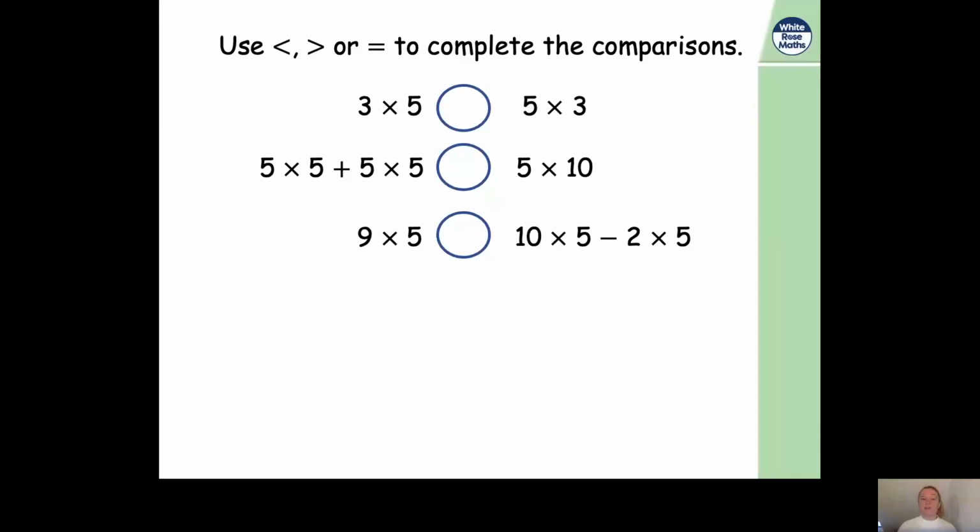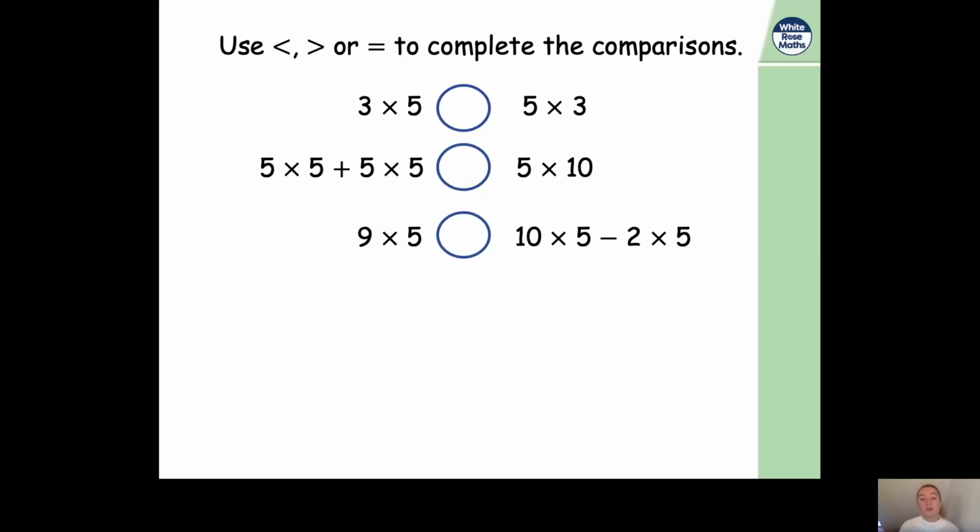For this question, we need to use the less than, the more than, or the equal to sign to complete the comparisons, okay? We're going to do the first one together. So 3 multiplied by 5, and then 5 multiplied by 3. Well, what do you notice about this?